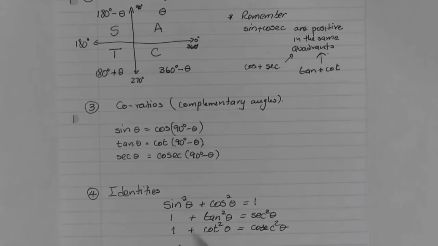There's a couple of other ones, and that is 1 plus tan squared equals sec squared, and 1 plus cot squared equals cosec squared. If you were not in class when we did these identities, I will ask you to please call on one of your peers and get the questions or the proof of these identities.